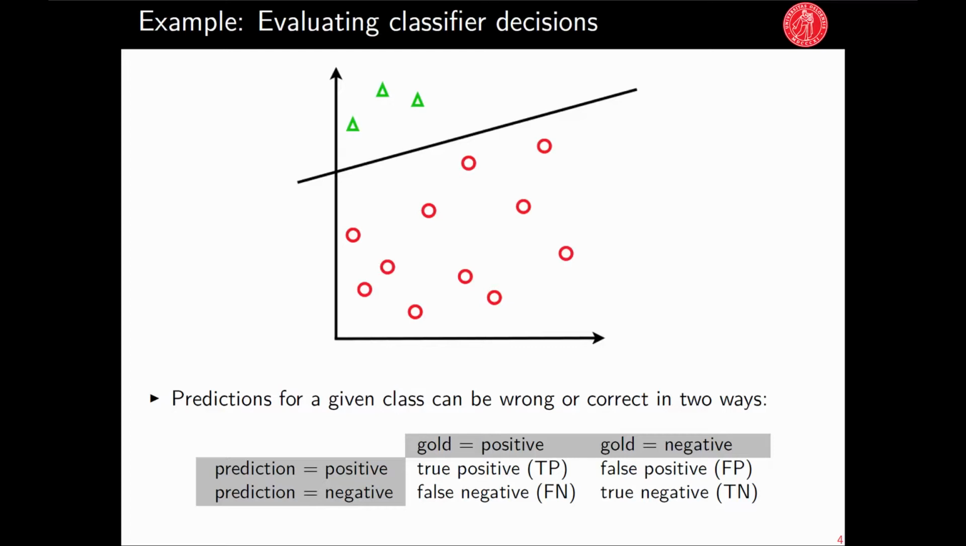For the sake of the example, we can imagine that this is a spam filter. We see that it's a linear classifier, not that it really matters, but the line here is supposed to show the decision boundary. In the training data, the green triangles correspond to emails that have been labeled as spam, and the red circles are emails that have been labeled as non-spam, ordinary, legitimate emails.